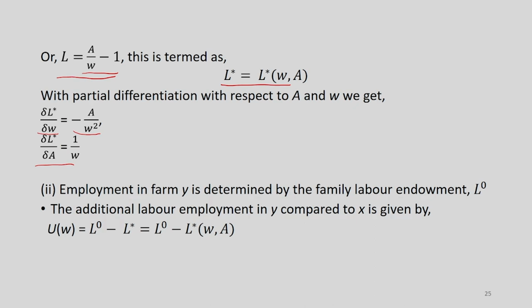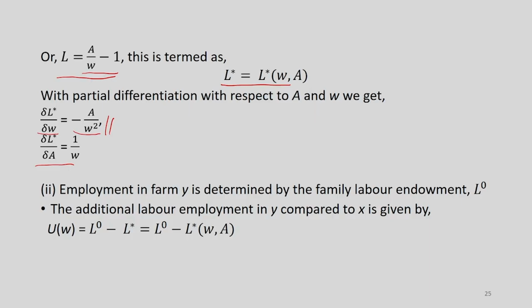L star is the equilibrium employment, or the optimal employment, to be done by the owner of firm X. The owner of firm X is a profit maximizing farmer, and he is employing L star, but that L star can vary with respect to two things. One is the wage rate. As the wage rate rises, L star declines because it is a negative relationship, right? Del L star del W is negative.